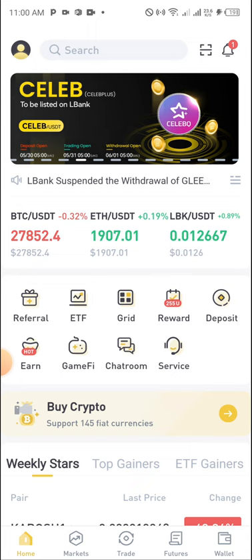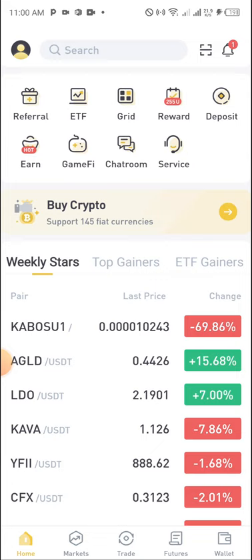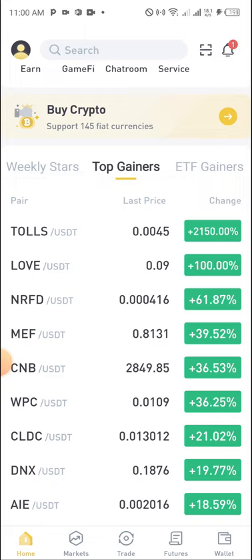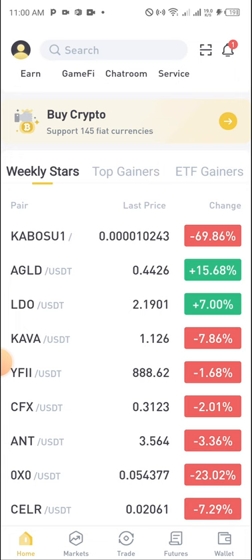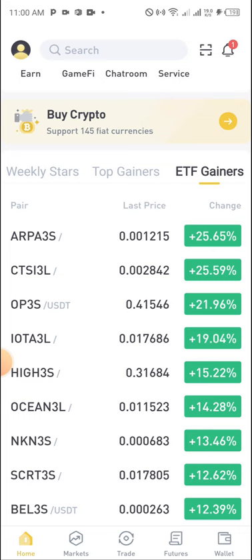Now, one of the advantages of this is the fact that with the Lbank app, you get to see the weekly stars, you get to see the top gainers, you get to see ETF gainers. As a matter of fact, I'm going to be posting some videos, most especially on the ETF gainers, so that you can actually make consistent profits with some strategies that I'll be revealing to you.